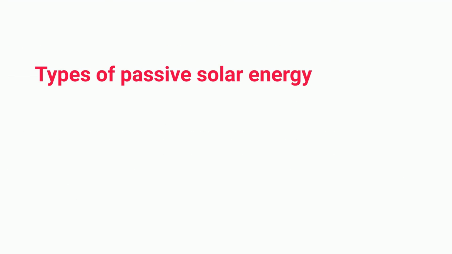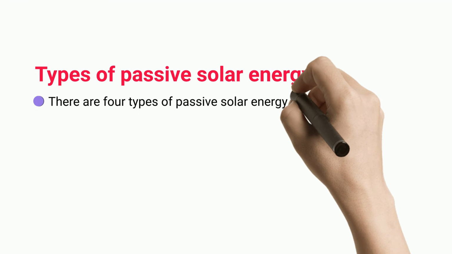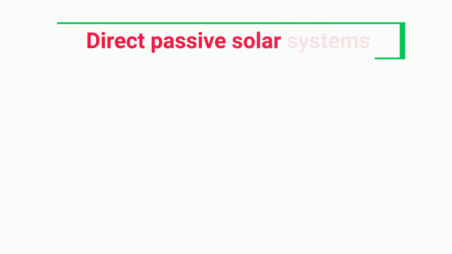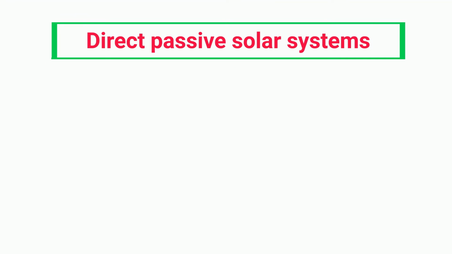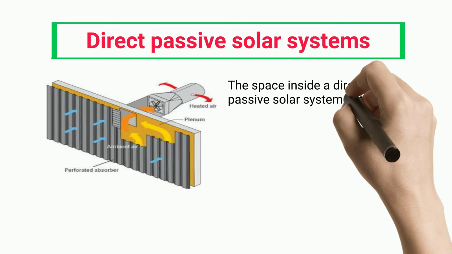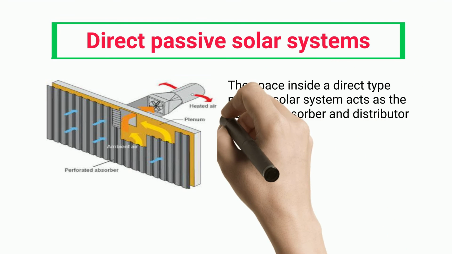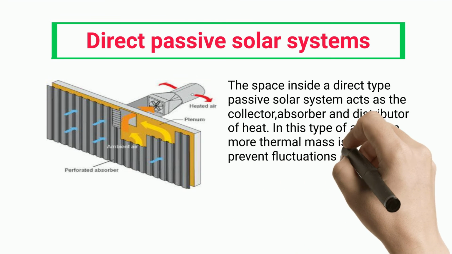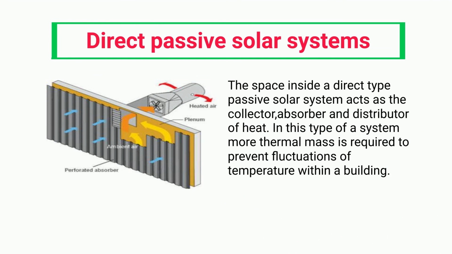Types of passive solar energy. There are 4 types of passive solar energy that are written below. Direct passive solar systems. The space inside a direct-type passive solar system acts as the collector, absorber, and distributor of heat. In this type of a system, more thermal mass is required to prevent fluctuations of temperature within a building.